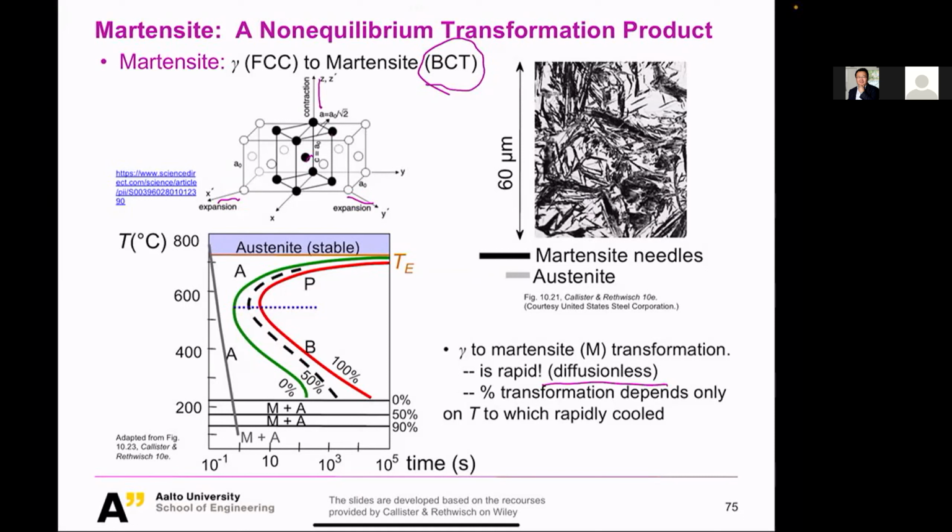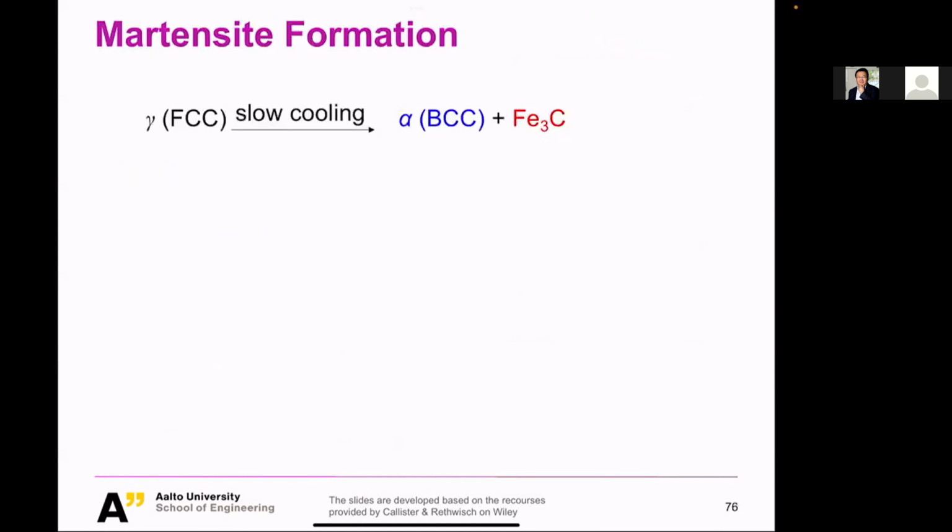So you see they're horizontal lines. So time is irrelevant. If you just hit the right temperature, you'll get your martensite. So here the 0% is the so-called martensite starting temperature. Usually it's something a little bit above 200 degrees C. And then you have the 50%, and then you have also the martensite finishing temperature. Why it's not 100%? I will just tell you in the next slide.